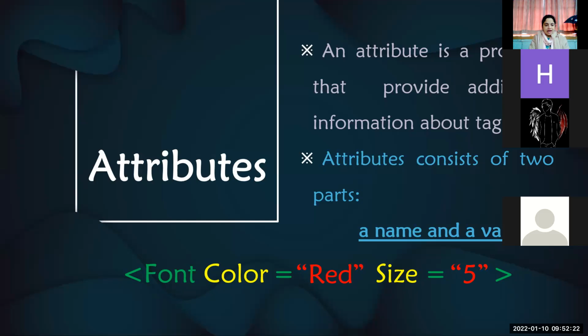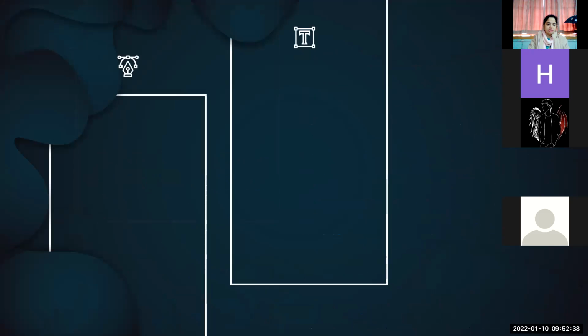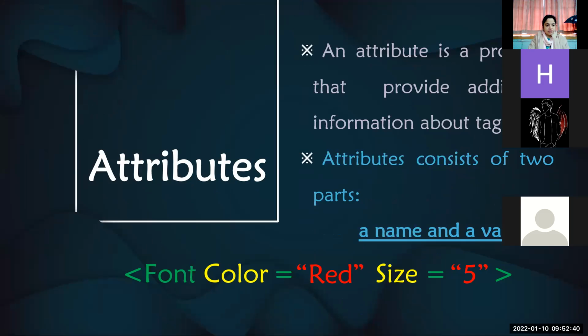That means the font tag defines the font of the text to be displayed. Now, what will be the color of that text? That is given with the font tag, as an additional property within the angular brackets. So color. What will be the size of the text? That is again an additional property that we define with the font tag. So color and size are the attributes. Red and 5 are the values.